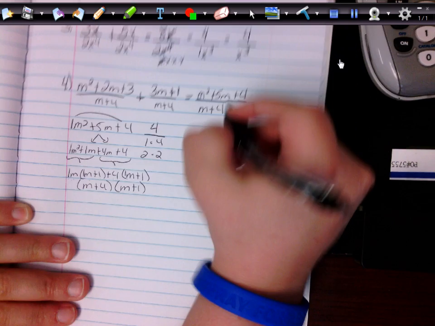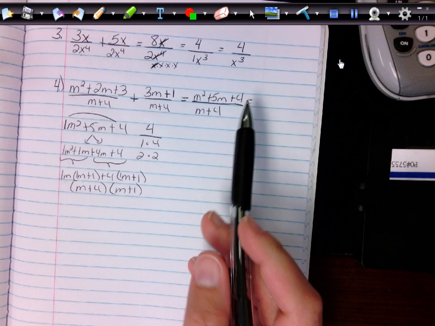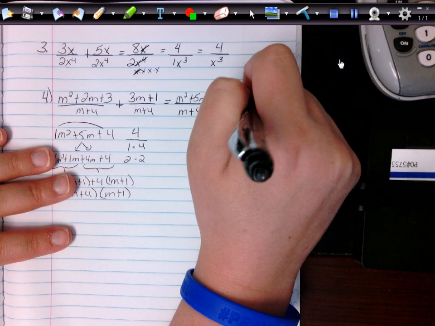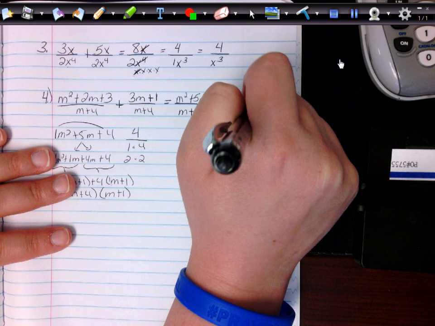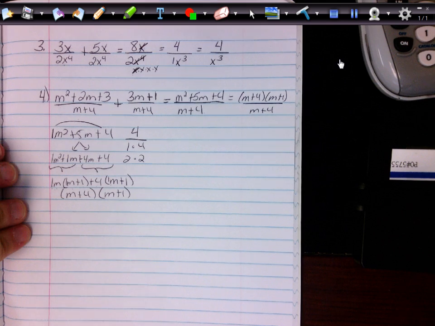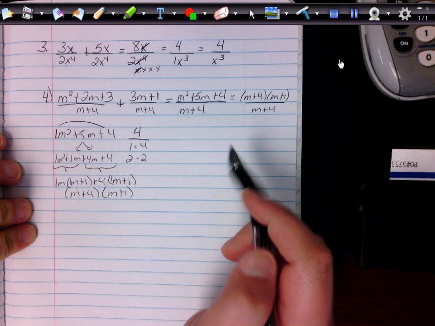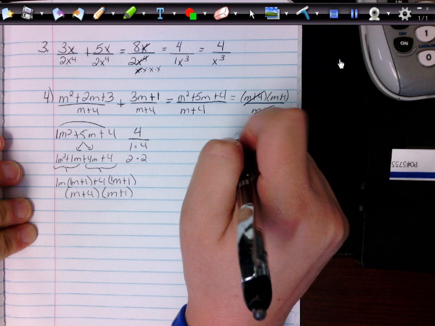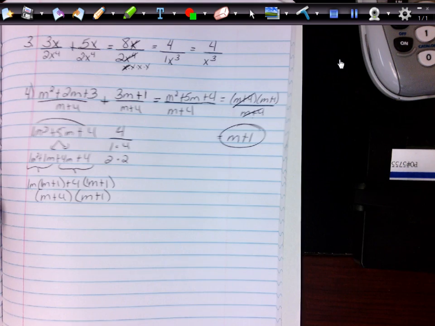So I'm going to go back up here to the top, and instead of m squared plus 3m plus 4, I'm going to put m plus 4 and m plus 1, all over my common denominator. Then I'm going to look to say, okay, is there anything here that I can cancel like I did in 12-3? And there is. My m plus 4s, I have the same on the top and the bottom, so they're going to cancel. I'm just going to be left with m plus 1 as my final answer here.